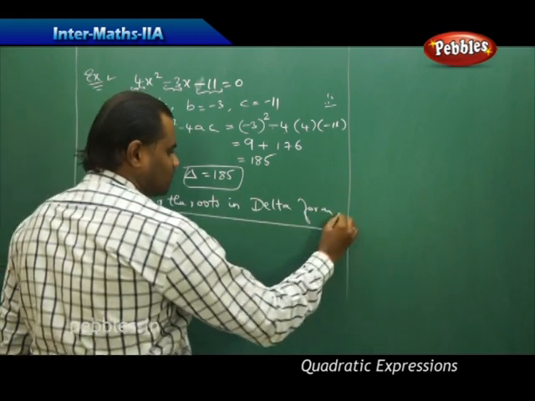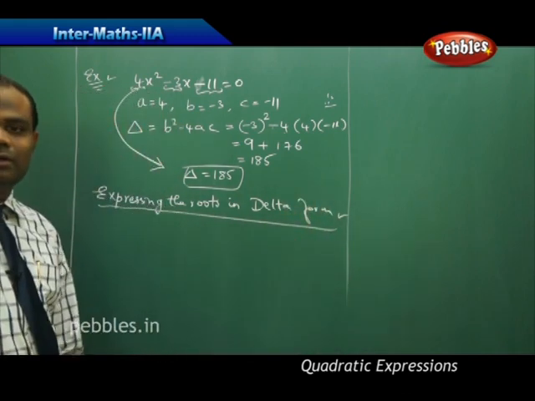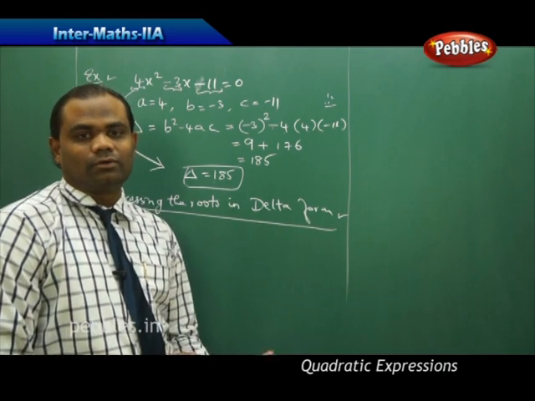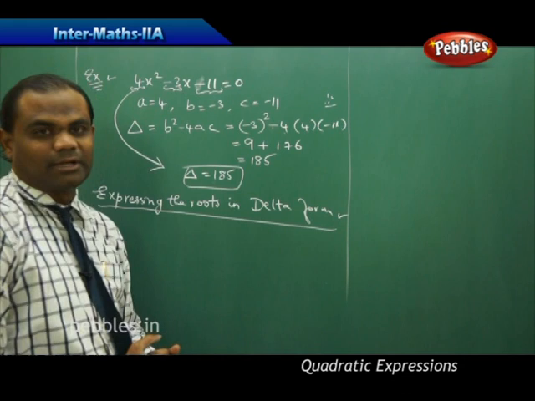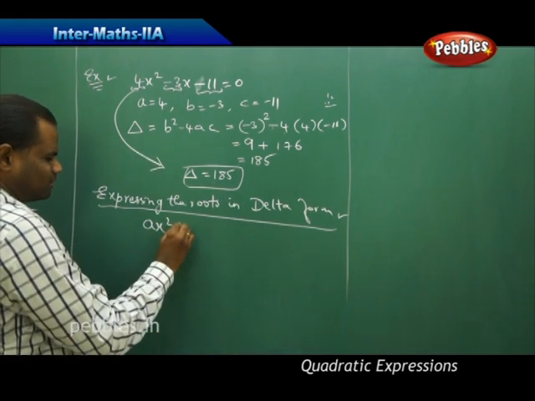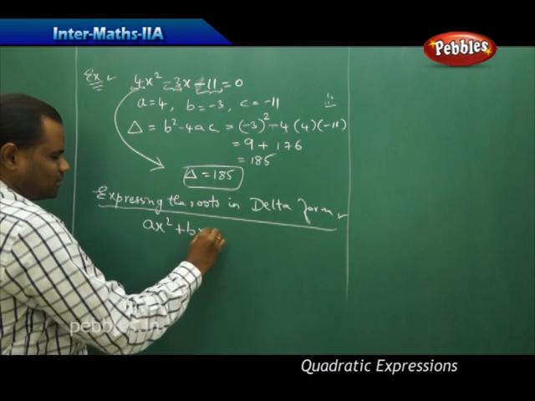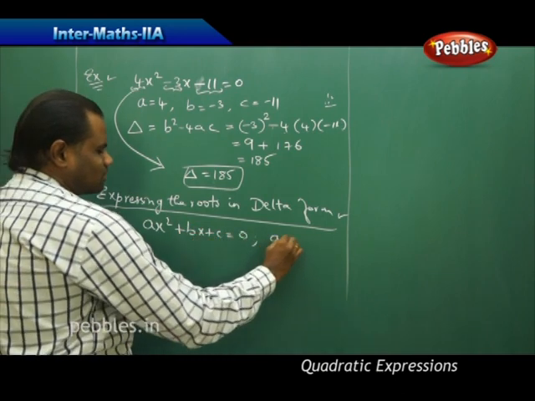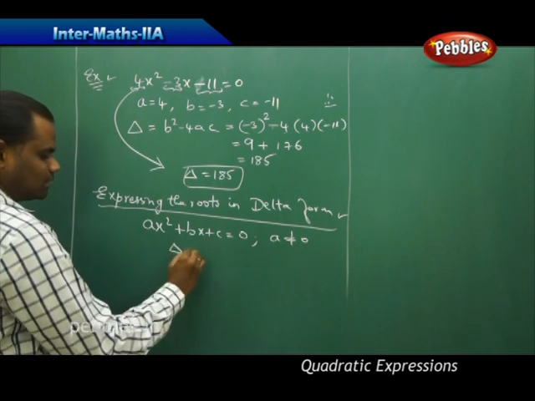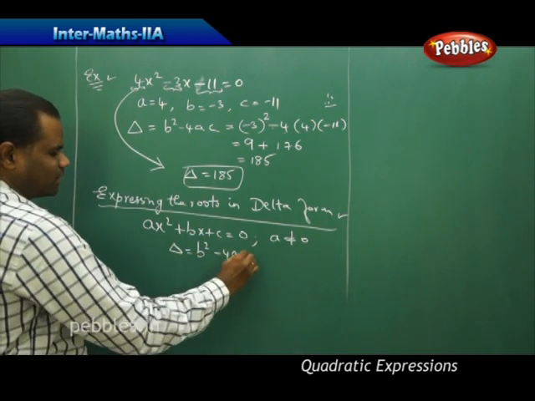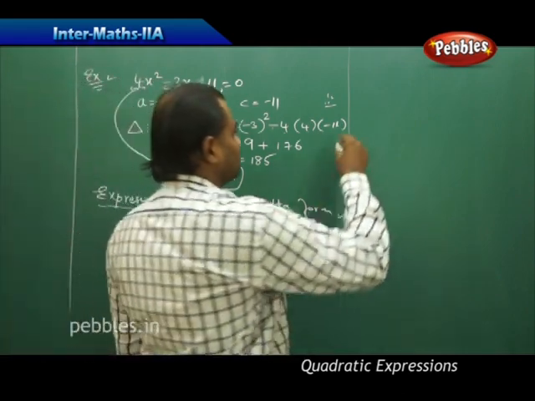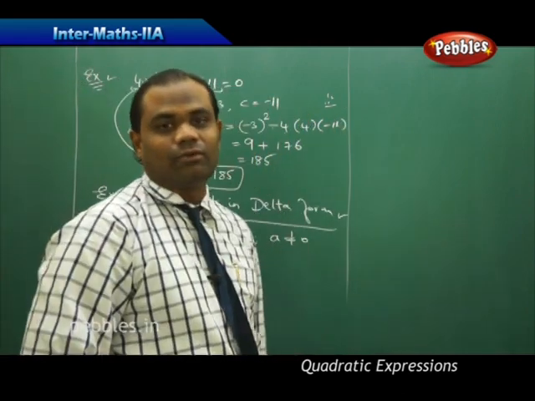Or discriminant form. So delta, or discriminant form, we see how the given roots can be expressed in discriminant form. Say I have the quadratic equation ax squared plus bx plus c equal to 0 and a not equal to 0, then we all know that delta is b squared minus 4ac. So using this concept, let's see how the roots can be simplified, reduced to delta form.